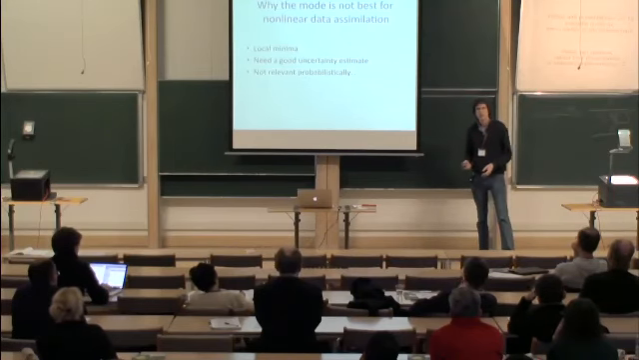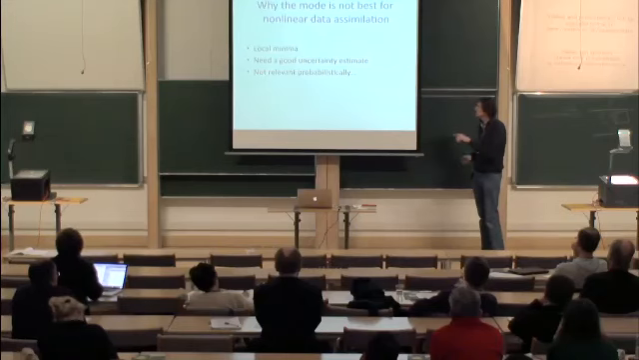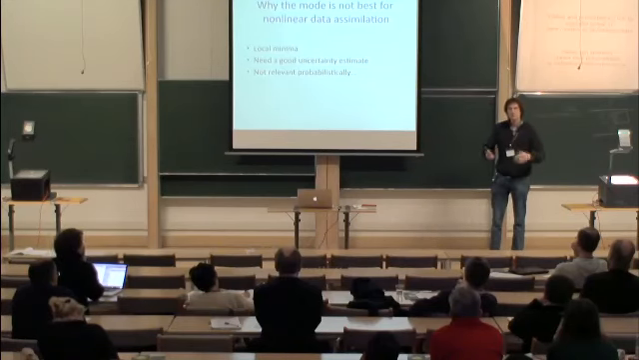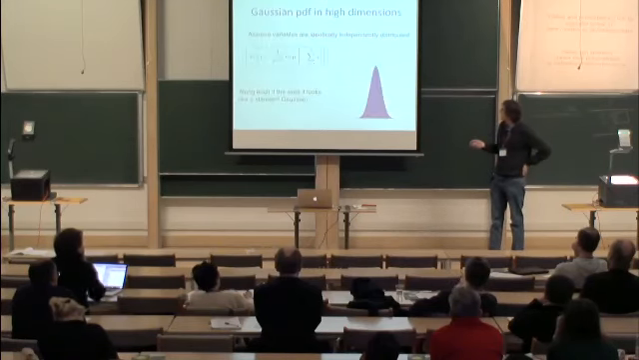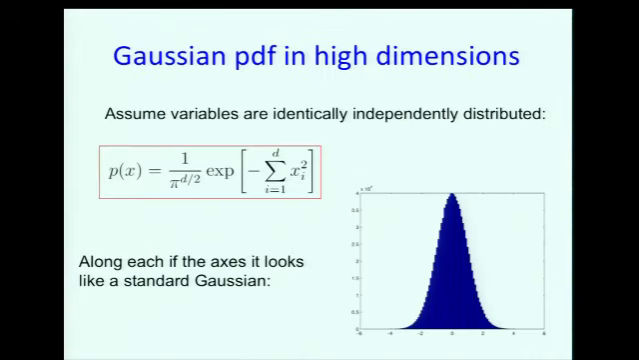Those of you who were here yesterday might remember that I did ask a few questions along those lines. What is the uncertainty estimate of your solution? And the last point I'd like to elaborate a bit on: how relevant is the mode probabilistically if you are working in a very high dimensional system as we are? So let's have a look.